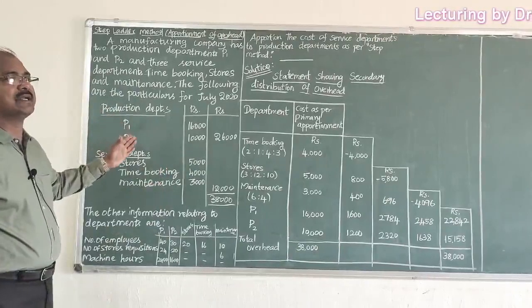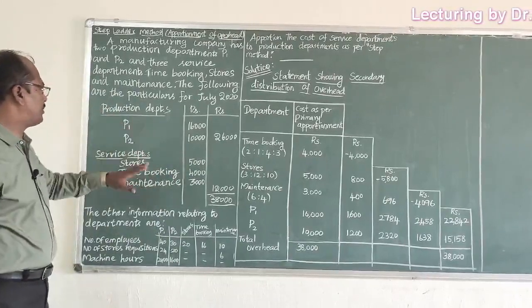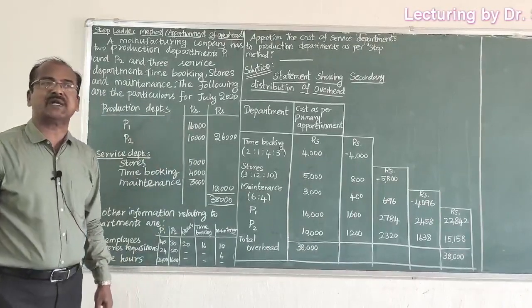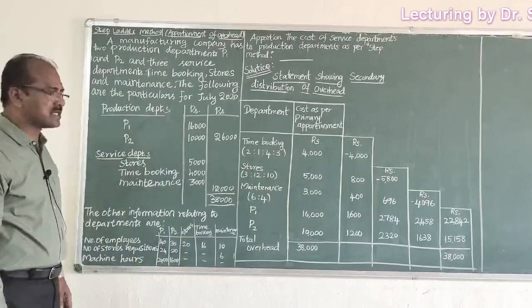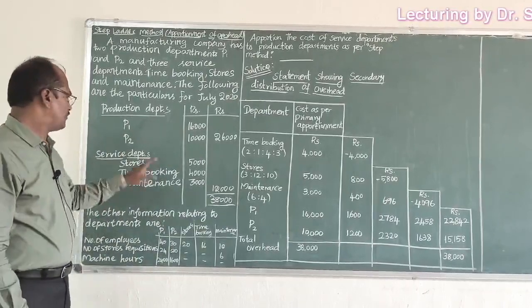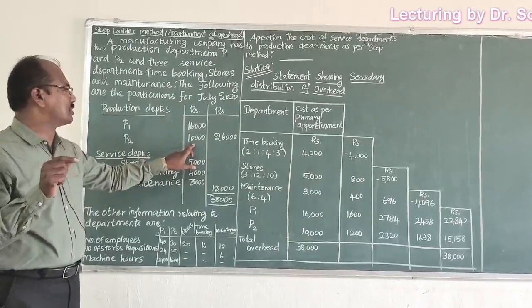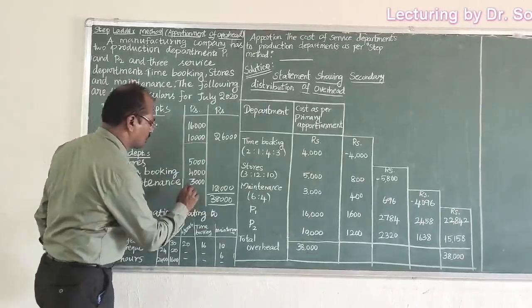Let us look at other details that are presented in the problem. Production departments P1, P2. For P1, the overhead which has been already apportioned is amounted 16,000 rupees. For P2, the overheads already apportioned is amounted 10,000 rupees. So the total comes to 26,000 rupees.